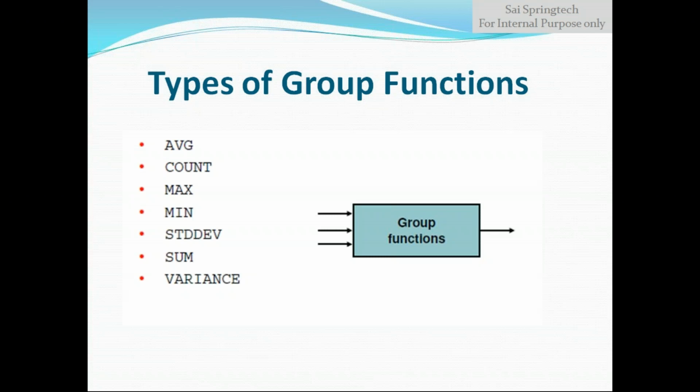What does standard deviation, STDDEV, give me? STDDEV gives me the standard deviation. This is a math concept. What does sum do? Sum gives me the total of the column rows that I'm passing. So it gives me the sum of that. What does variance do? Variance gives me the variance of the column that I pass. Okay, that's what these functions do.